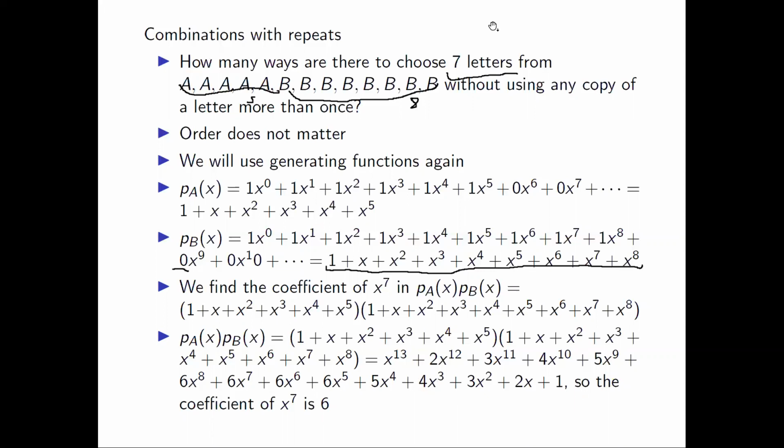So we're trying to find the coefficient of the x to the 7th. That one is right there. It's 6 right there. And that's our answer. Coefficient of x to the 7th is 6. So this is the number of ways that we can choose 7 letters from this set with 5 A's and 8 B's without using any copy more than once.